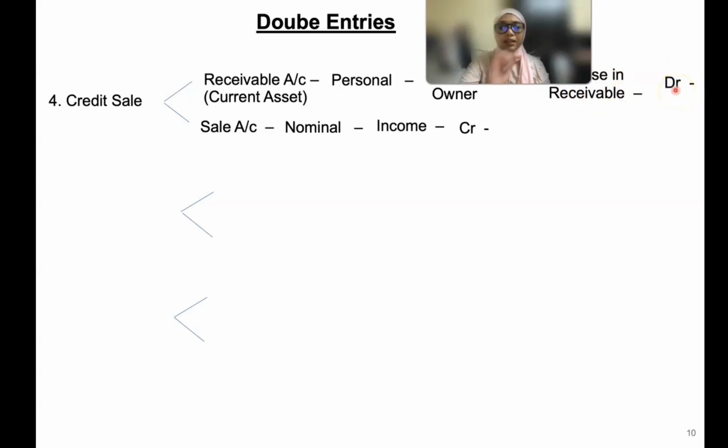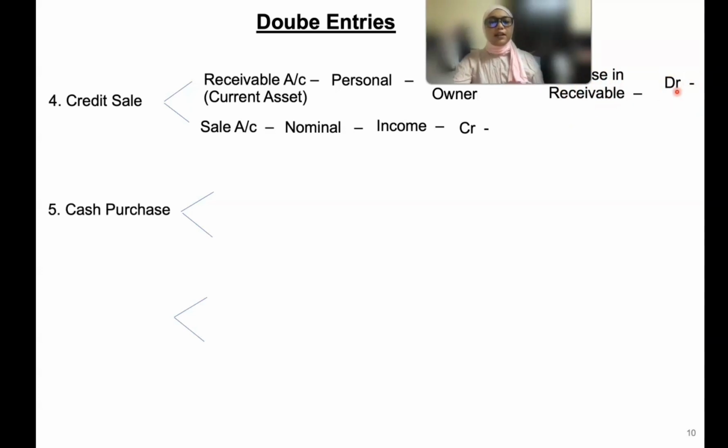In the previous slide, I explained, right? Receivable account is debit nature. If it is increased, we will record in debit. If it is decreased, we will record in credit. Because of credit sale, receivable is increased. That's why we record on the debit side.